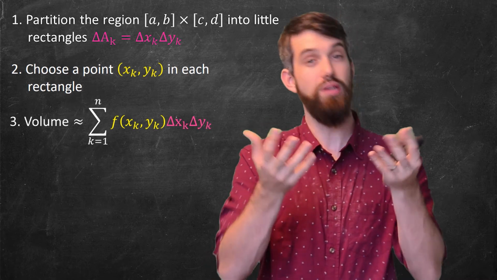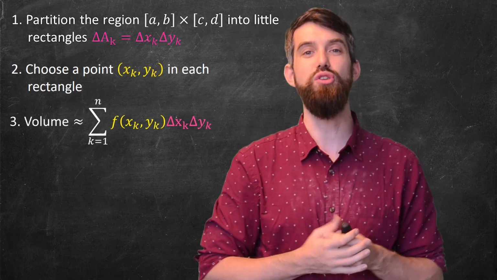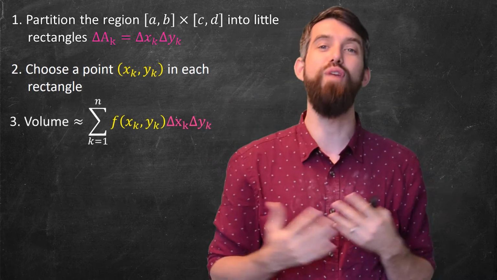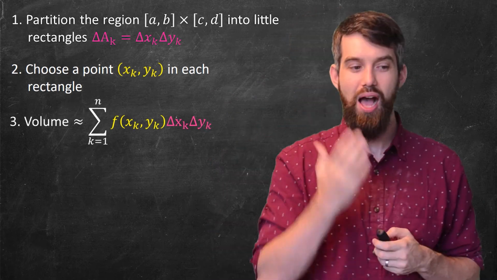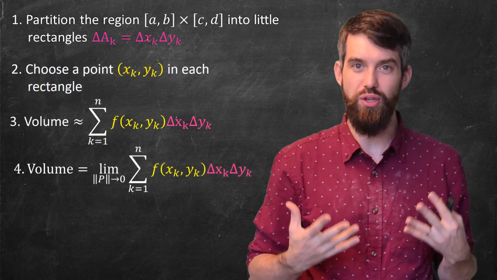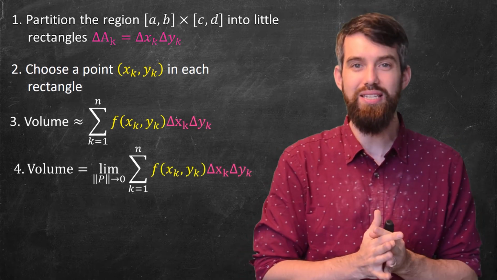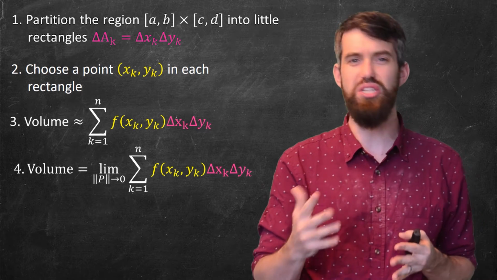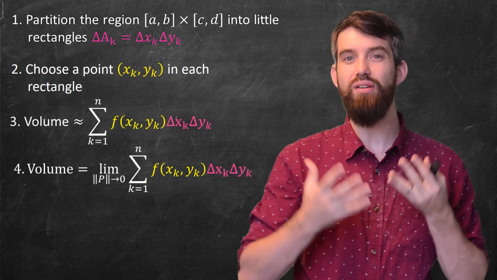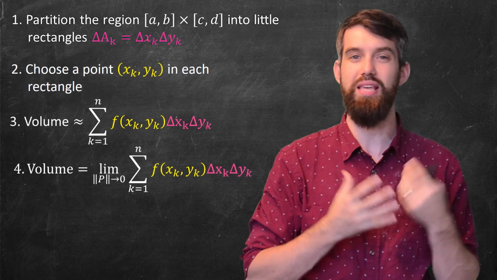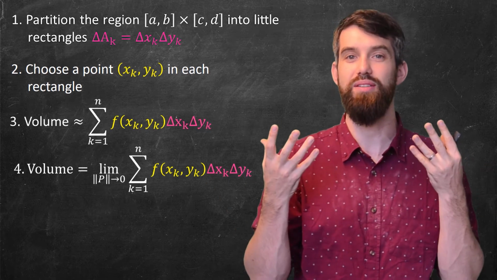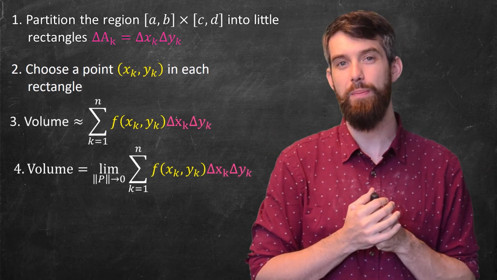This volume is an approximation. But what I'm going to do is define the volume under this region by talking about a particular limit. I'm going to define the volume to be equal to a limit as the length of P goes to 0, we'll talk about that, of this sum from 1 up to n of all of these little volumes, the f of xk, yk times the delta xk, delta yk.